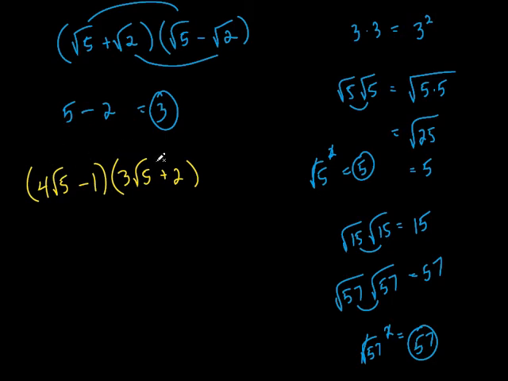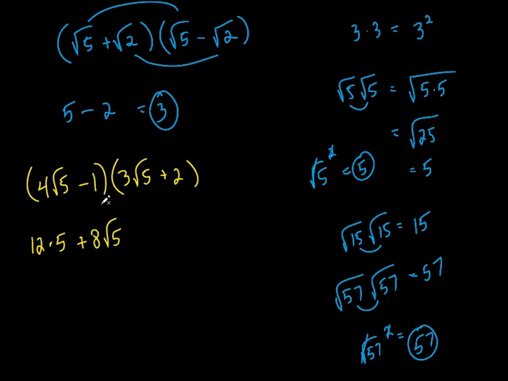So let's do the first. If I multiply the first terms, 4 times 3 is 12. Times square root of 5 times square root of 5, which is 5. Without doing too much in our head, let's just write 12 times 5. All right, that was the first. What about the outside? 4 square root of 5 times 2. So it's just 4 times 2, which is 8, and then square root of 5. It's a plus because they're both positive.